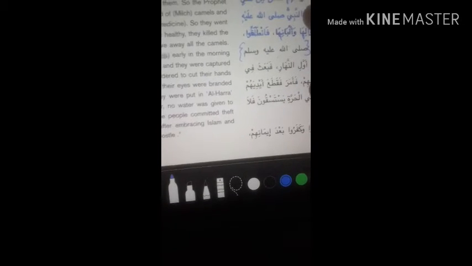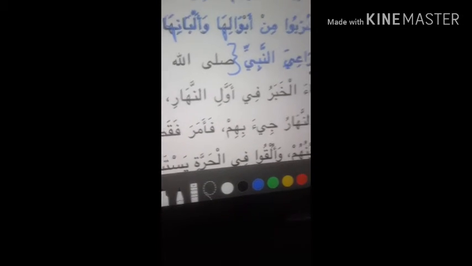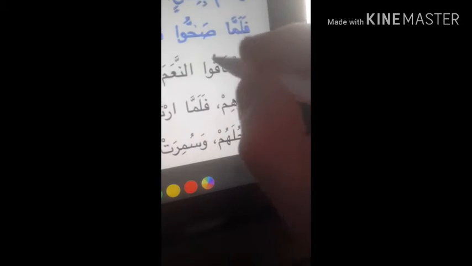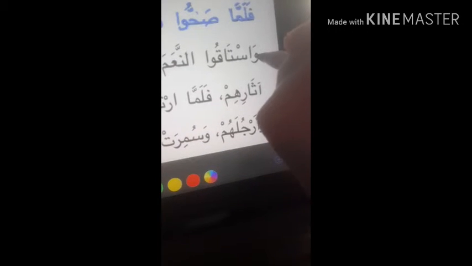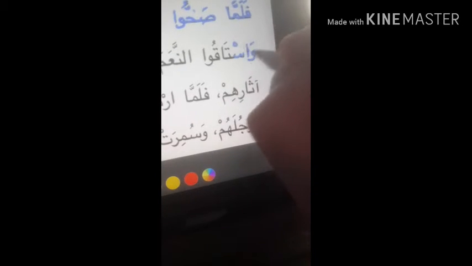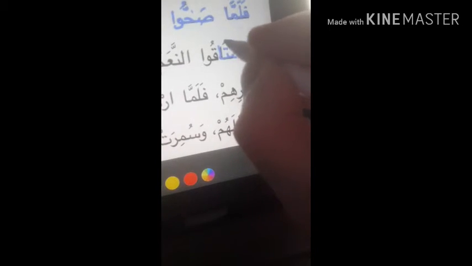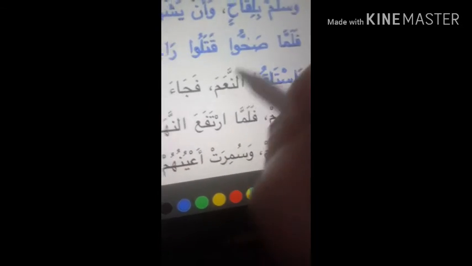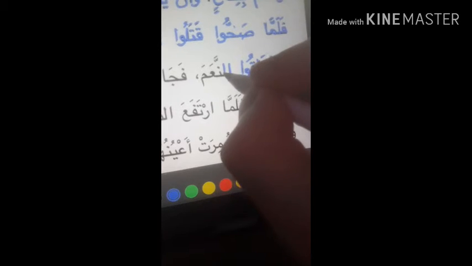Now, ra'i nabi in English: they killed the shepherd of the Prophet. So ra'i is shepherd. Okay, wastaqu. There's the w, and then s, and there's no vowel on the s. So was, and then a t, wastaq. Now we have the u, which means it's plural, and it's past tense. Wastaqu na'am. I'll explain what that is in a sec.